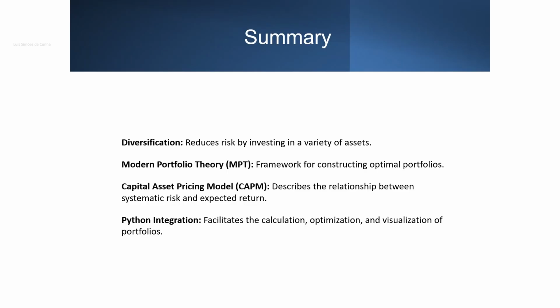Diversification reduces risk by investing in a variety of assets. Modern portfolio theory, MPT, provides a framework for constructing optimal portfolios. The Capital Asset Pricing Model, CAPM, describes the relationship between systematic risk and expected return. Python facilitates the calculation, optimization, and visualization of portfolios, providing valuable insights for effective investment strategies.